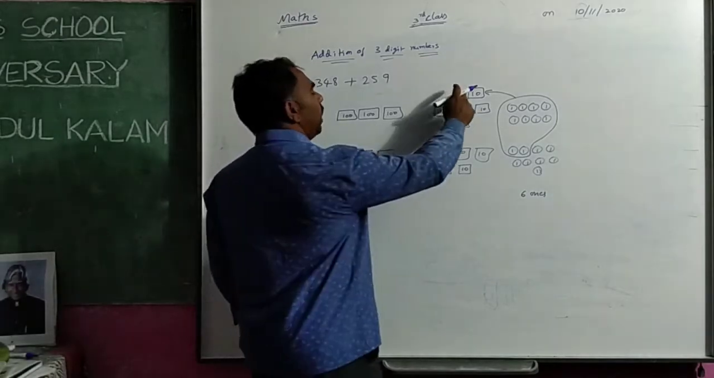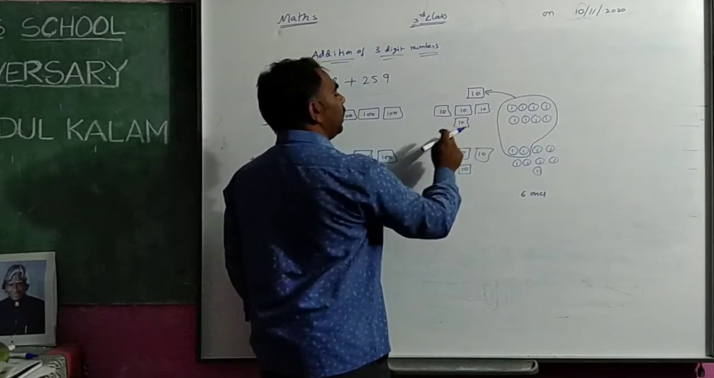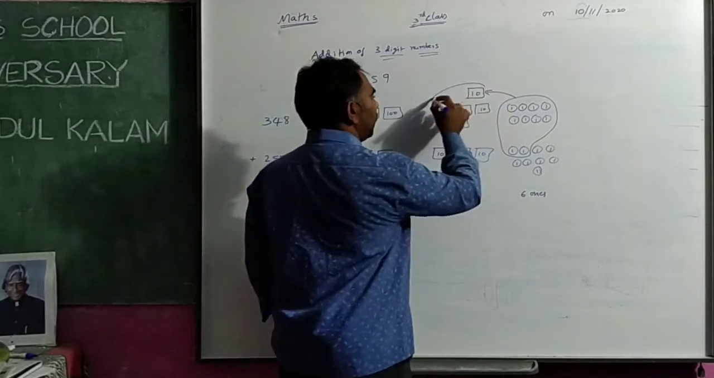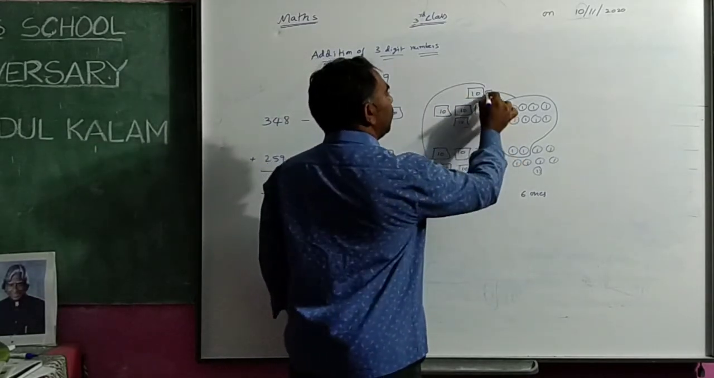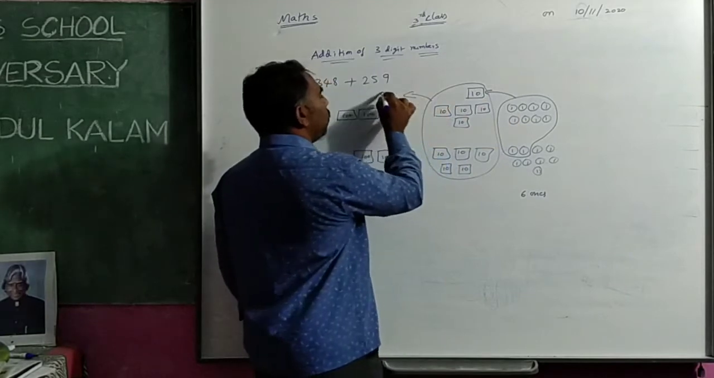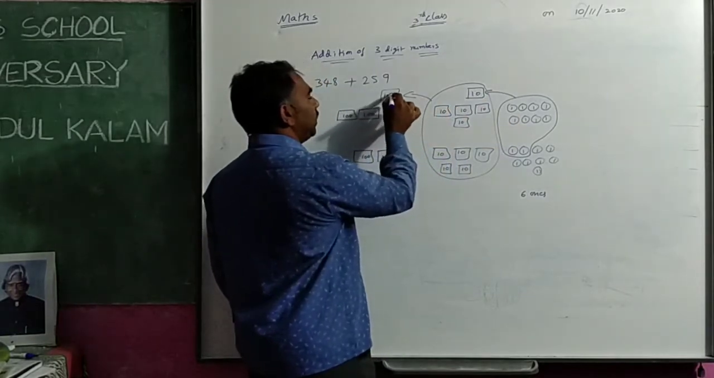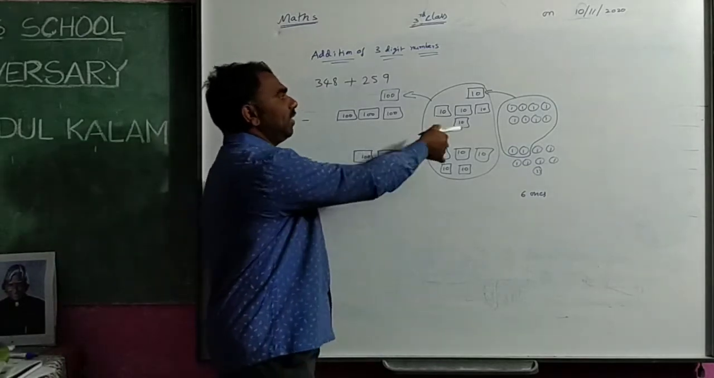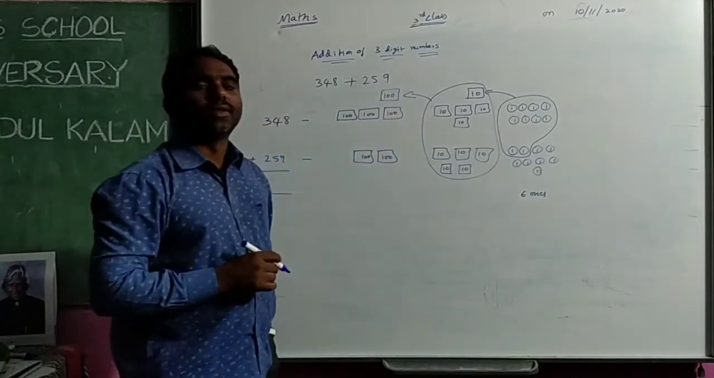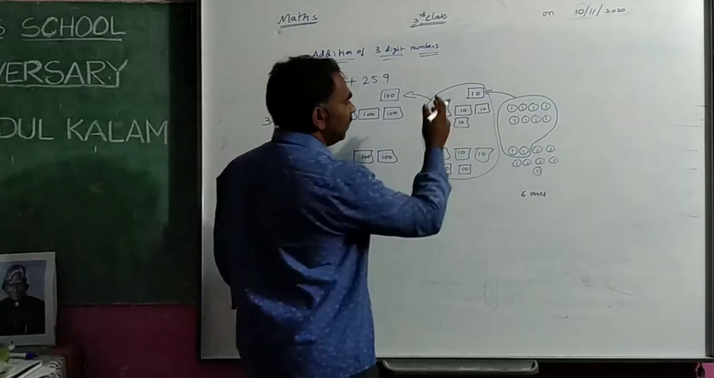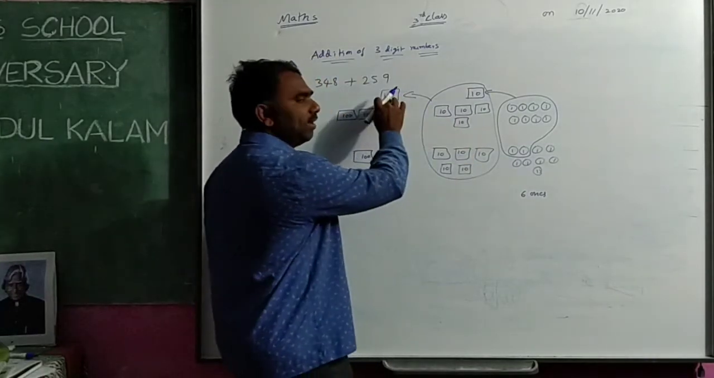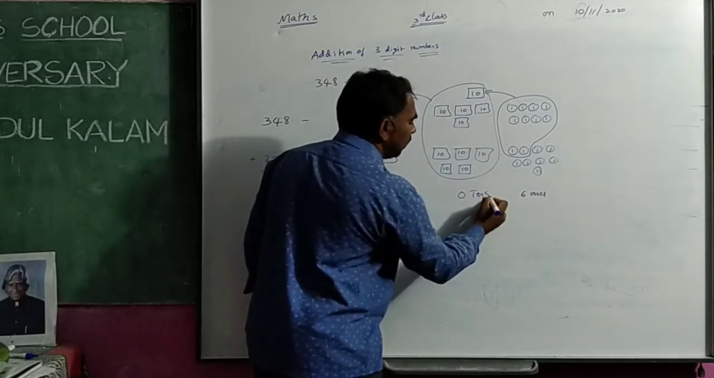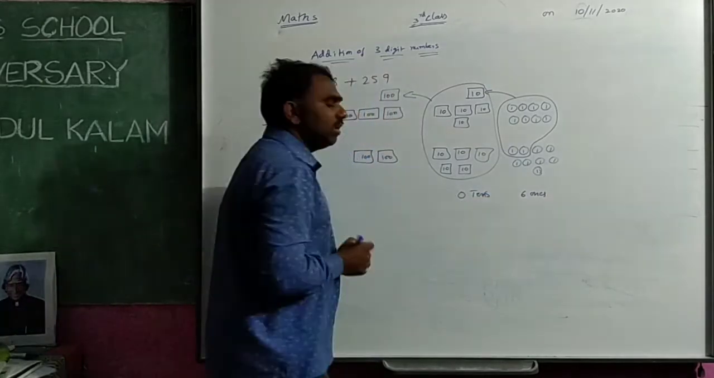Next, tens. 1, 2, 3, 4, 5, 6, 7, 8, 9, 10. When you see the 10 tens, 10 tens will become 100. You know the 10 tens will become 100. But 100 is in this line. That's why 100 we will send here. Now here how many tens are there? These 10 tens already went this side. No tens. So that's why I have written as 0 tens.